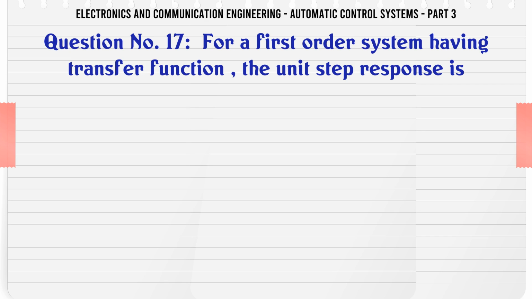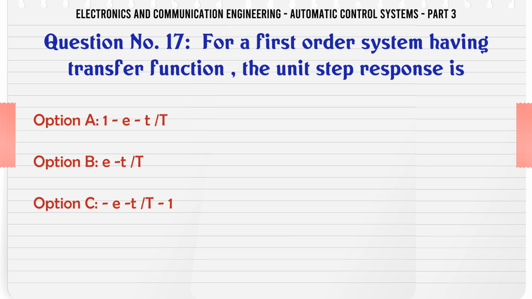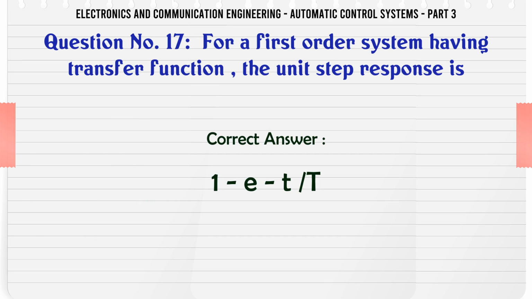For a first-order system having transfer function, the unit step response is A. 1 + e^(-t/T). B. e^(-t/T). C. e^(-t/T) - 1. D. 1 - e^(-t/T). The correct answer is 1 - e^(-t/T).